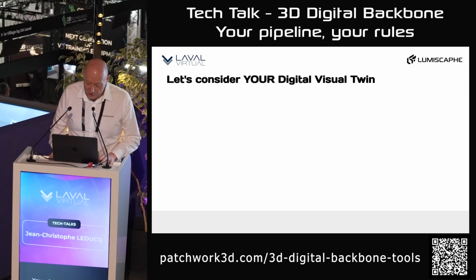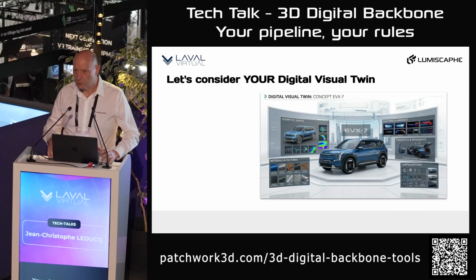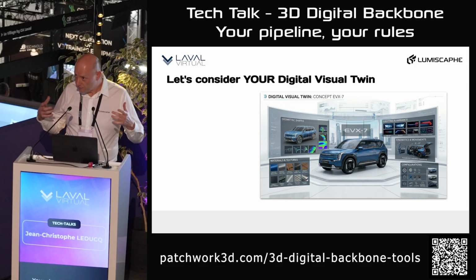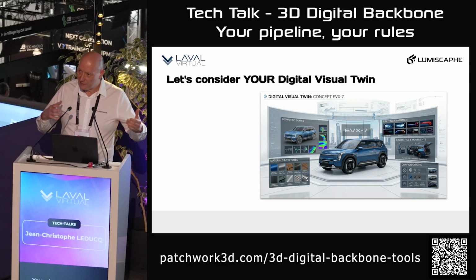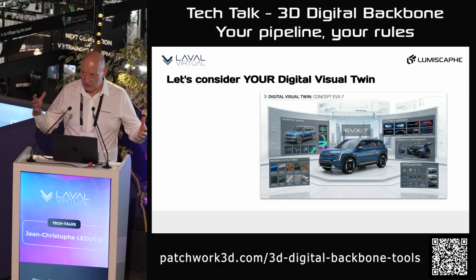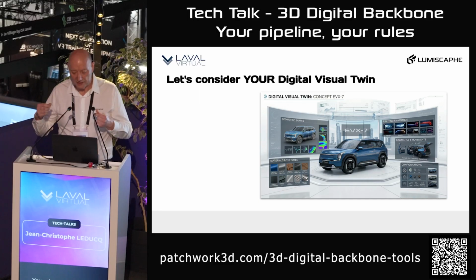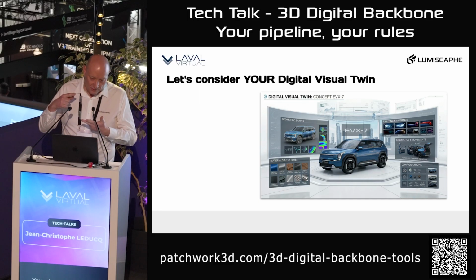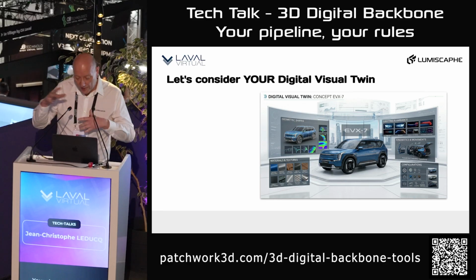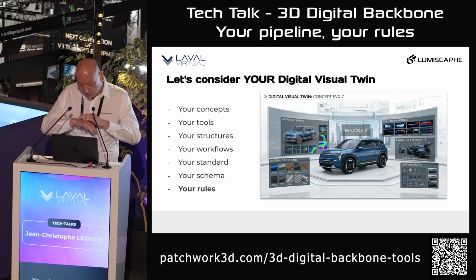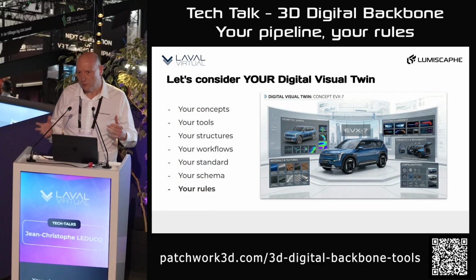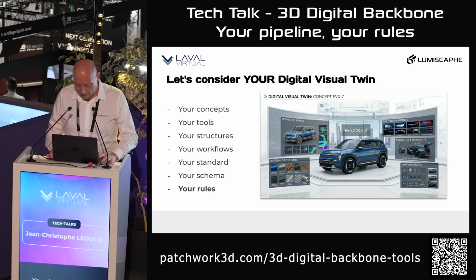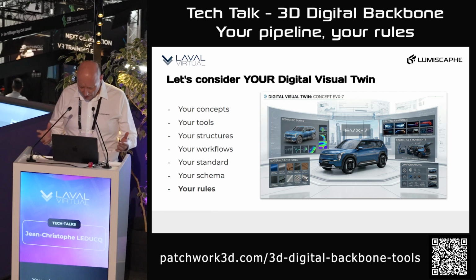Now, let's consider what we call the digital visual twin. It means that you are in a company and you have your own model that represents a visual twin. It means all the information needed for your company to describe your product, configurations, materials, parts, shared assemblies, and so on. That's typically what you have in PLM datasets. And what is important is that for each manufacturer, you have a specific dataset. Each manufacturer uses its own concepts, tools, structures, and workflows, its own standard schema, and its own rules. There is no unified system and workflow. So, that's the first statement.